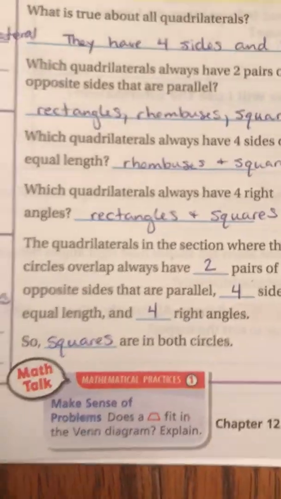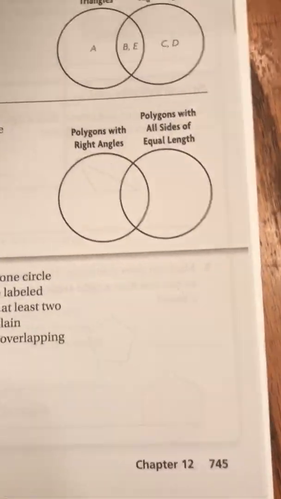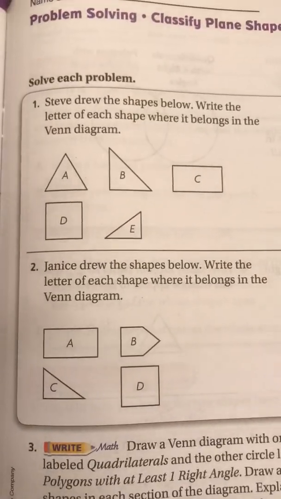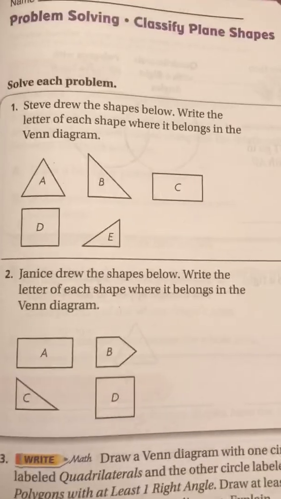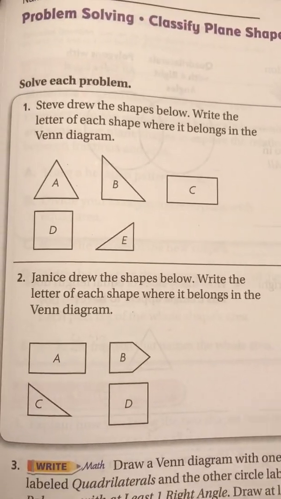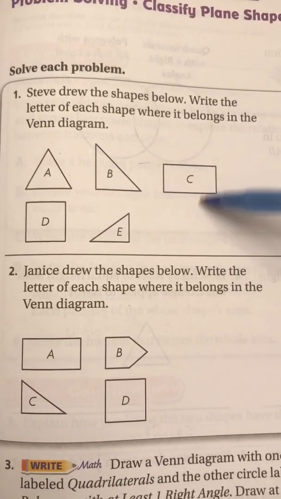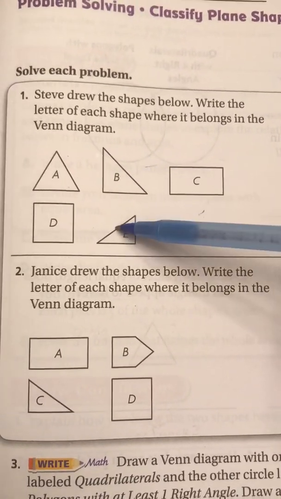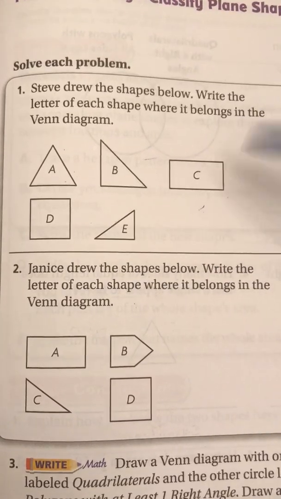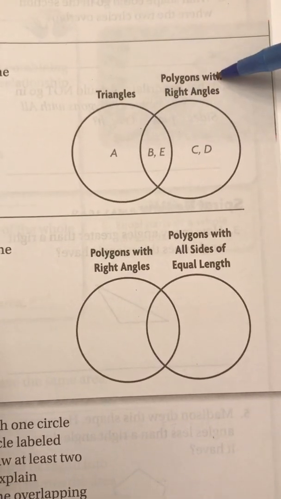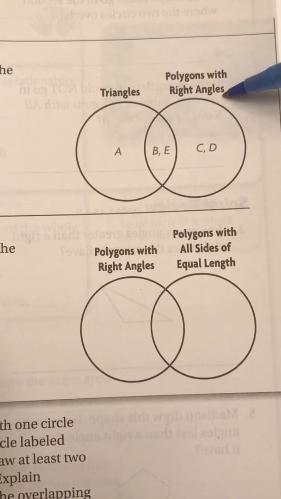Okay? So then you're just going to jump to your homework. And if you look at number 1, you're going to do the same thing. It says Steve drew the shapes below. Write the letter of each shape where it belongs in the Venn diagram. So take a look at our shapes here. It looks like I have 3 triangles, a square, and a rectangle. So we have triangles and polygons with right angles.